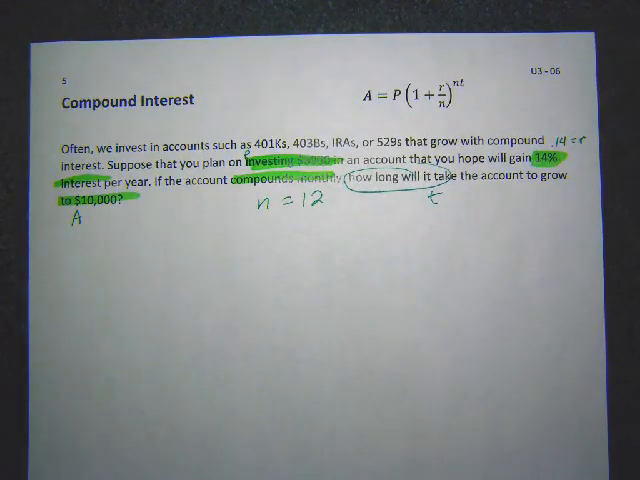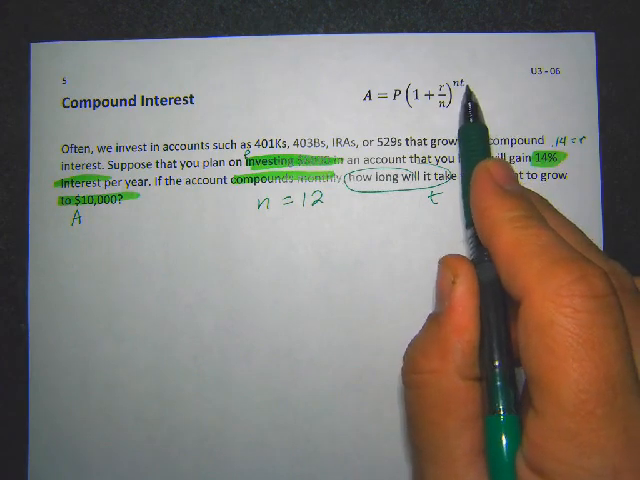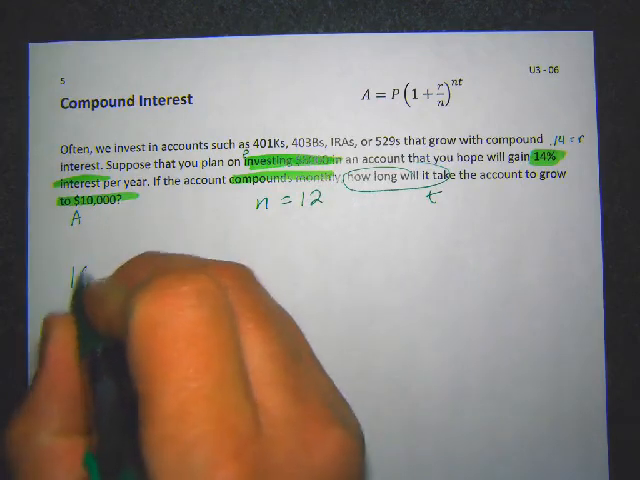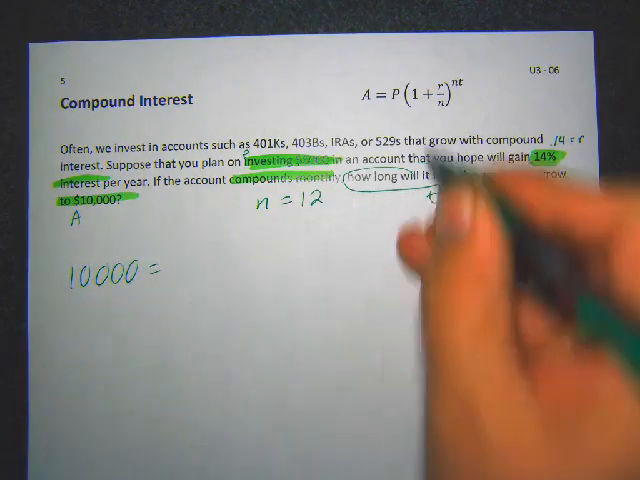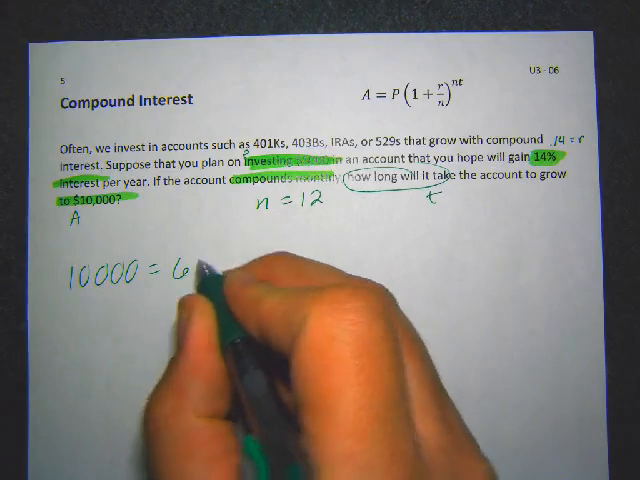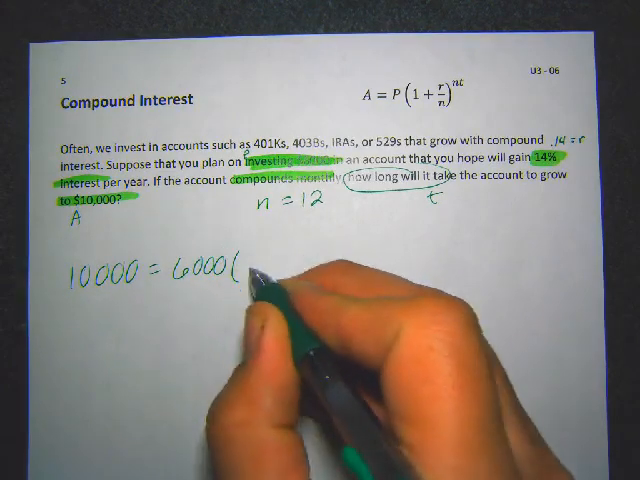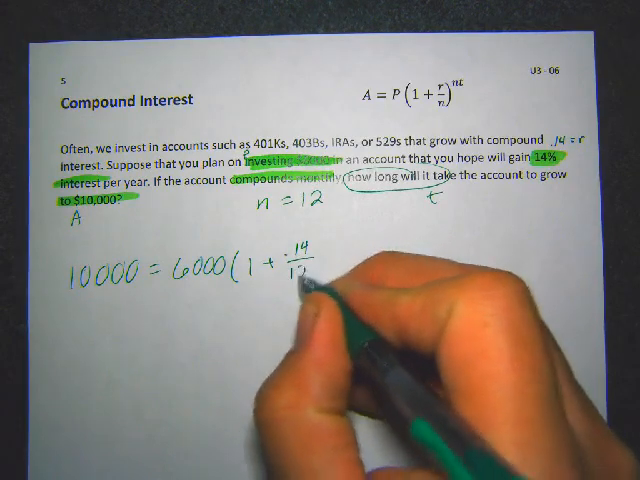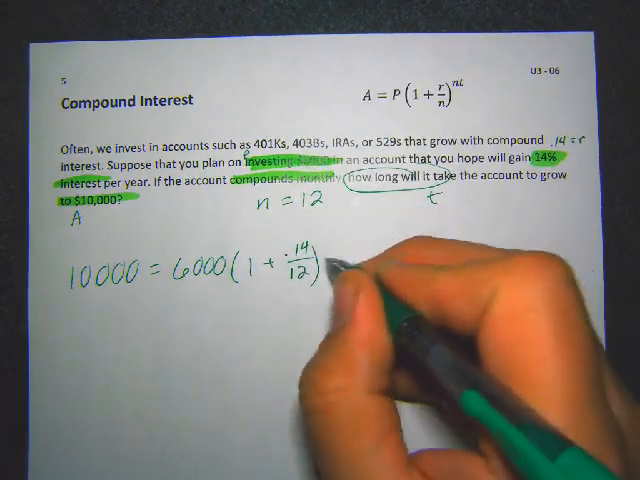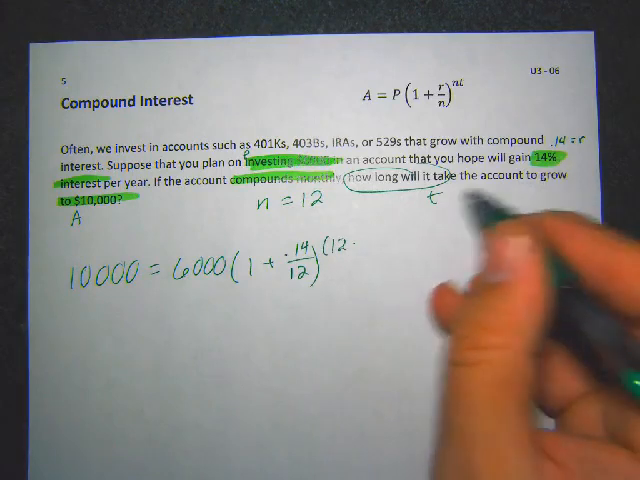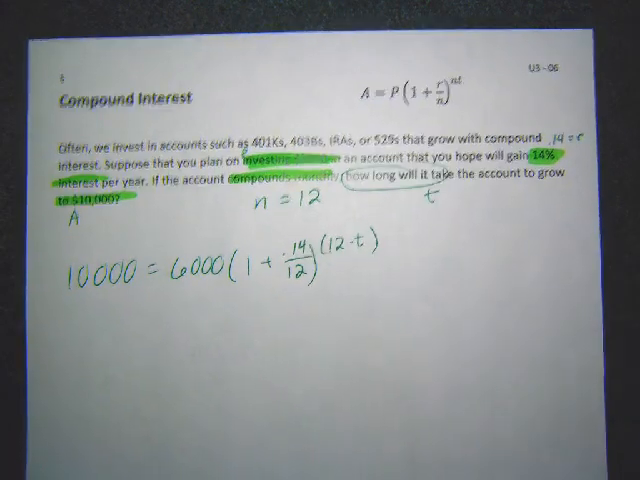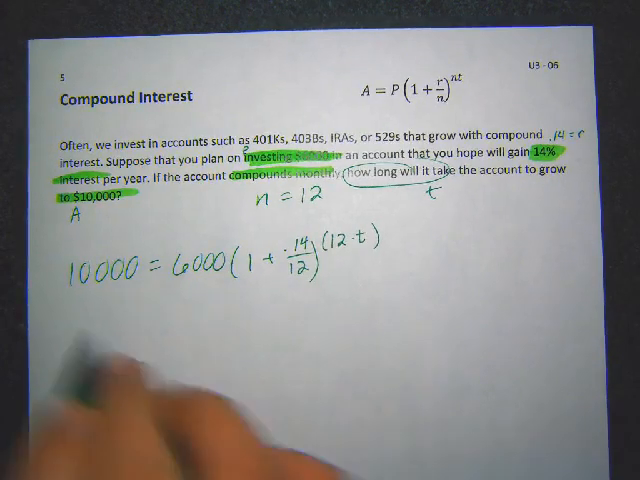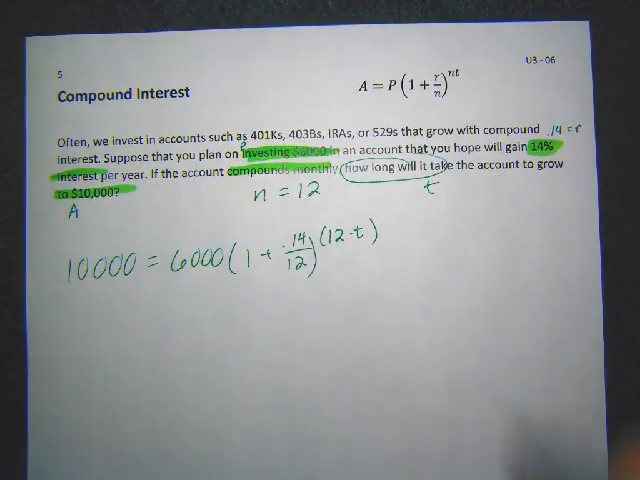So they gave us everything for this equation except for the time. So we're actually trying to solve and find time. So let's plug the numbers we have in there. So A, final amount, is 10,000. Principal, starting amount, is 6,000. 1 plus R, which is 0.14, over 12, because that's monthly, to the power of 12 times T, because we don't know what T is. So that's the idea. So when you're doing problems like this one, you plug everything you know in there, and then you have to solve for t.